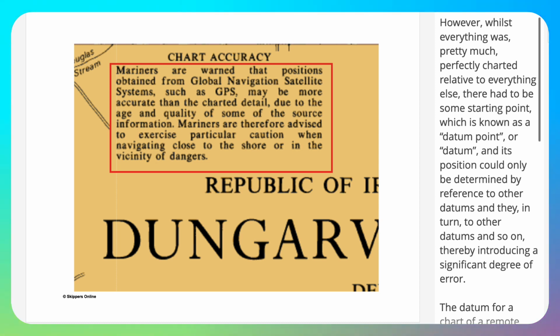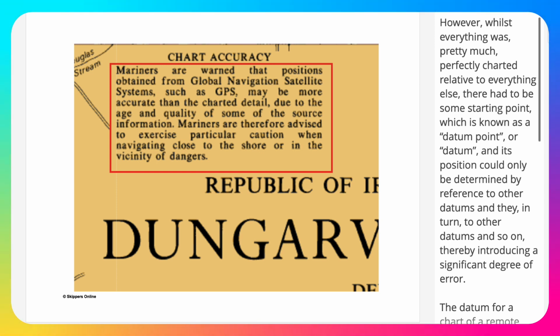However, whilst everything was pretty much perfectly charted relative to everything else, there had to be some starting point, which is known as a datum point, or datum, and its position could only be determined by reference to other datums, and they, in turn, to other datums, and so on, thereby introducing a significant degree of error. The datum for a chart of a remote island could only be fixed by astronomical observation, using a sextant and chronometer. Even a skilled navigator taking multiple sights could well be half a mile out. The result is that many places simply are not where they say they are on the chart.